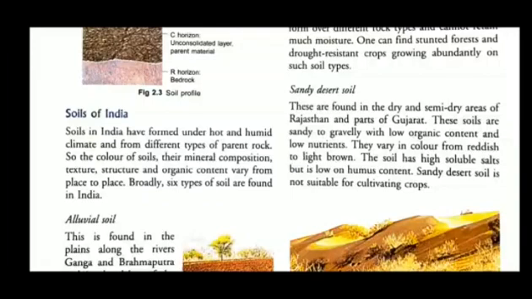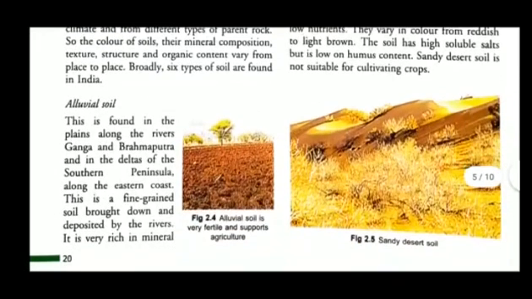Students, the alluvial soil occurs mainly in the Satluj, Ganga, Brahmaputra plain. They are also found in the valleys of Narmada, Tapi, and in the eastern and western coastal plains. The color of alluvial soil is light grey to ash. This soil is suited for rice, maize, wheat, sugarcane, oilseed.